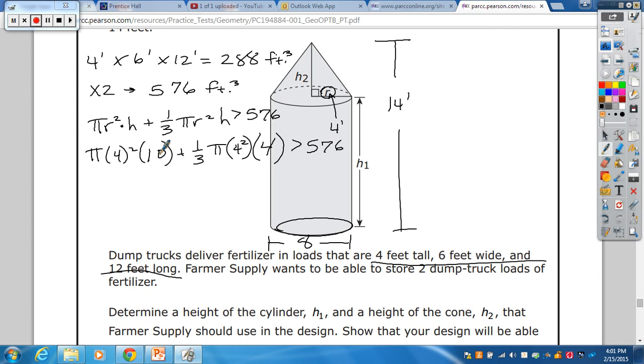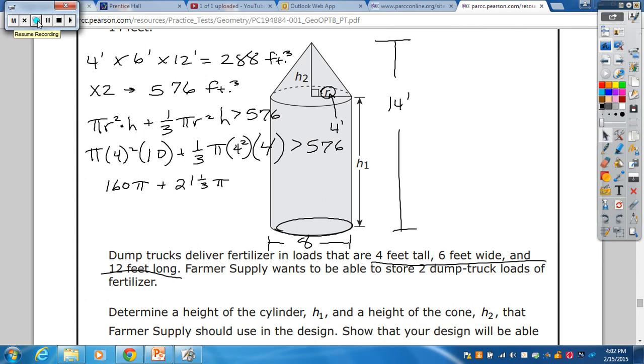So if we work this out, we have 16 here. 16 times 10 is 160. So 160 pi plus, let's see here, 16 times 4 is 64 divided by 3 is going to be 21 1/3, I believe. Okay, and then you want to take those two and add them together. Now, of course, my calculator isn't here, so I'm going to go get it and see if that works.